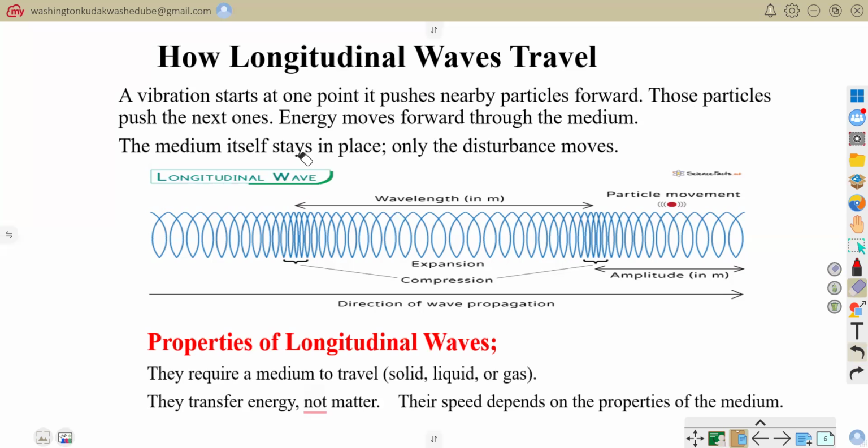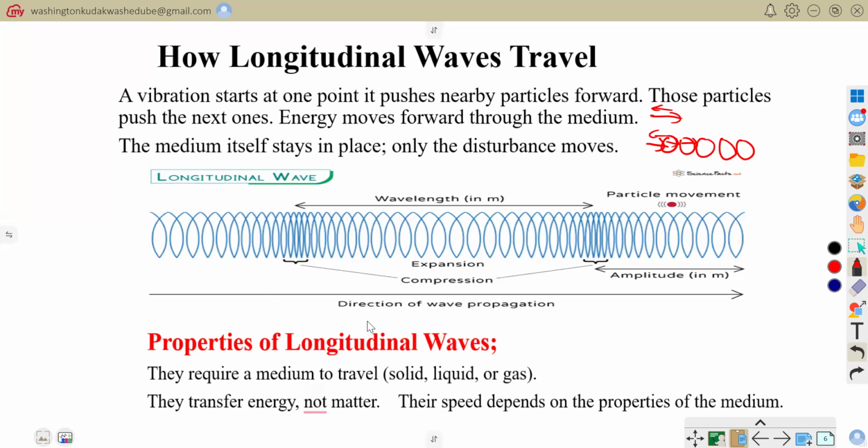So the medium itself stays in one place. Like I've said, if we were having particles like this, this particle vibrates forward and then it pushes the next particle to vibrate forward. However, this particle would also vibrate backward, because its motion is back and forth. So it will remain where it is. By the end of the disturbance, these particles just remain where they are. That is why we are saying that the medium itself stays in one place.